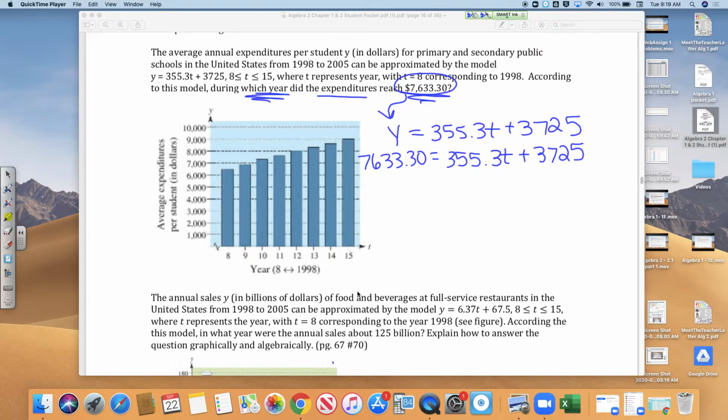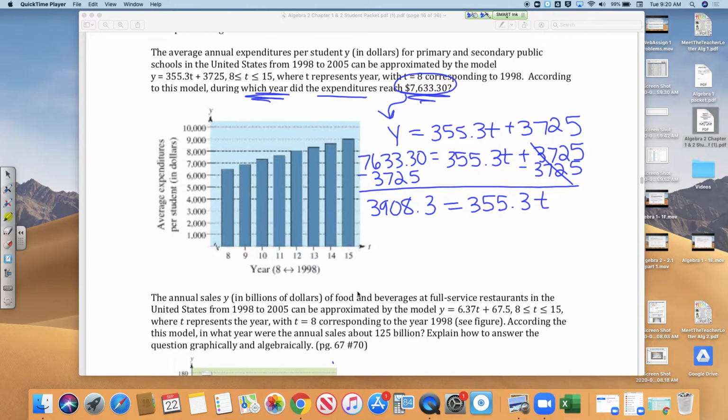So this looks crazy because we have decimals and stuff, but it shouldn't really be that bad. The first thing I'm going to do is subtract 3,725. Right? When I subtract this, and you're definitely going to want to use your calculator, I'm plugging it into mine right now, 7,633.3 minus 3,725. We get here 3,908.3 is equal to 355.3t. All right, and then the last thing we're going to do to solve for time, for t, is divide by 355.3. And we're going to get t is equal to 11.